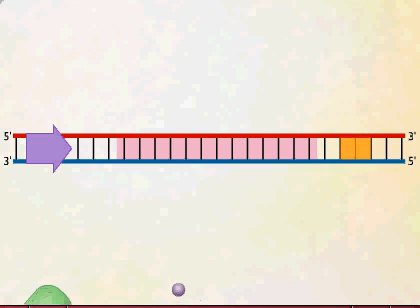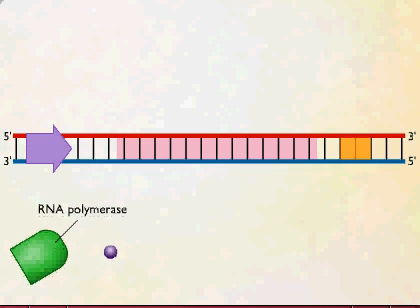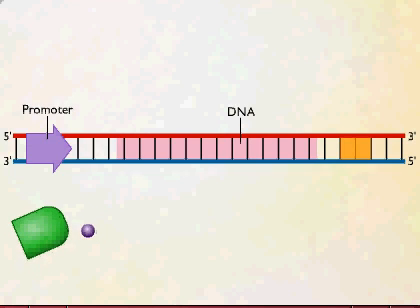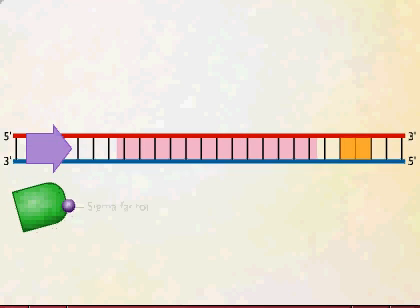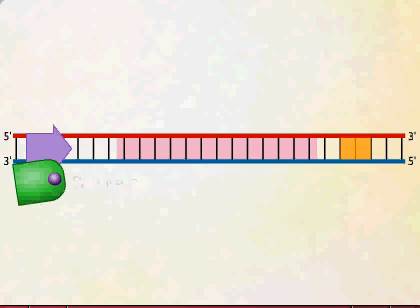The synthesis of messenger RNA is called transcription. Transcription begins when RNA polymerase recognizes and binds to the promoter region on the double-stranded DNA molecule. A particular subunit of the RNA polymerase, called the sigma factor, participates in recognition of the promoter region.